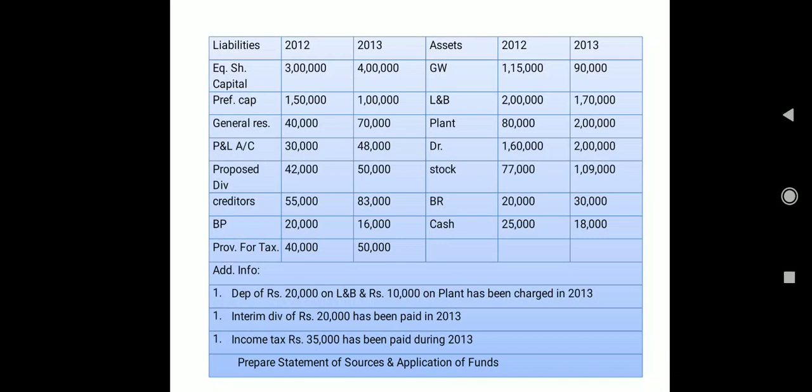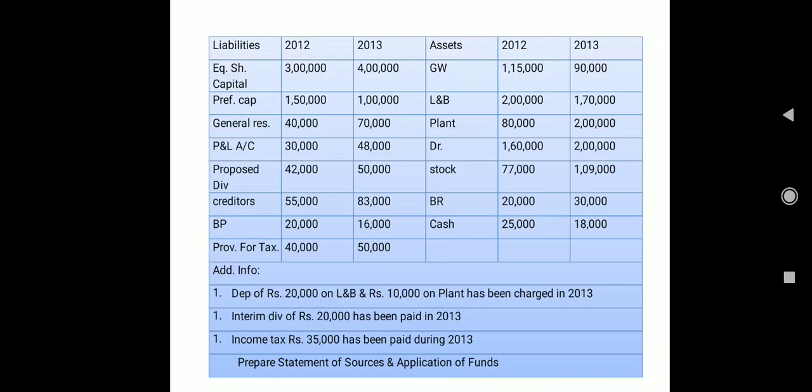Now check again the additional information, depreciation, first point only, continue. Rupees 10,000 on plant. Okay, depreciation of rupees 10,000 on plant has been charged. Fine. Now when I am saying that 10,000 is charged on plant, fine. So what is here?